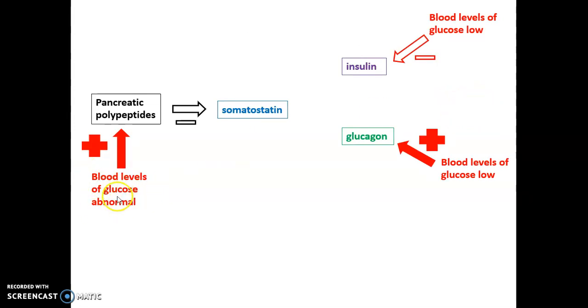So again, abnormal glucose levels stimulate the production of pancreatic polypeptides. This hormone then inhibits the release of somatostatin, prevents somatostatin from being produced. Then, because blood glucose levels are low, that will stimulate the production of glucagon. So glucagon production is stimulated by low glucose levels. And because blood glucose levels are low, that will inhibit the release of insulin. No insulin is produced because blood glucose levels are low.